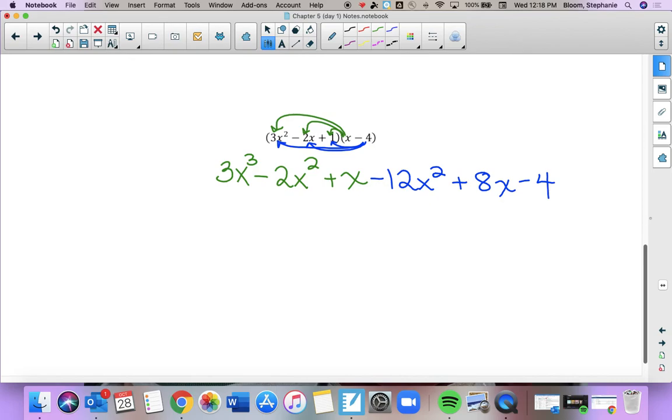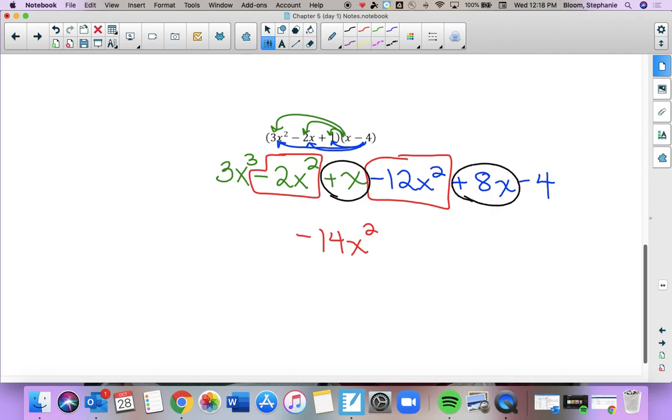Am I done there? I am not. So what can I do? X squareds can be combined, okay? What do you get when you combine those? Negative 14x squared. Anything else I can do? Positive x and positive 8x. What does that give me? 9x. Notice I'm writing this in standard form, right? I'm going in order. And then I can bring down the rest that don't have anything to add to it.